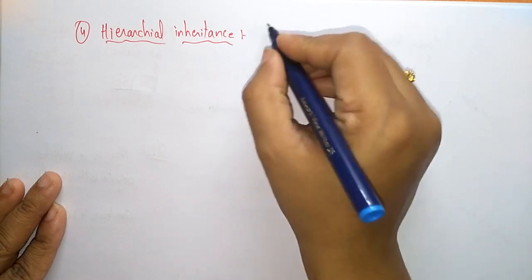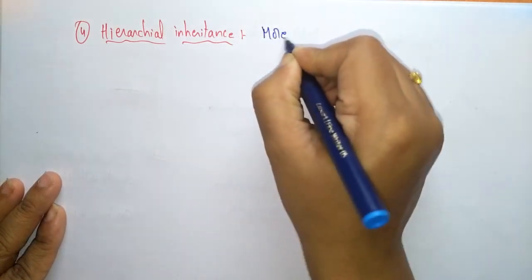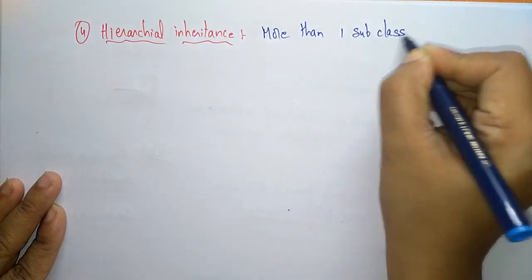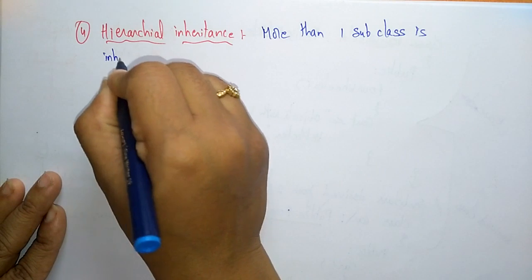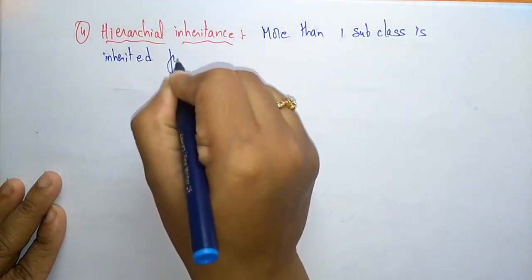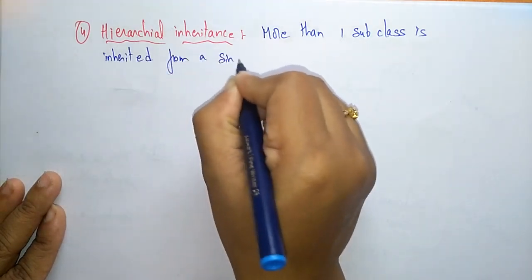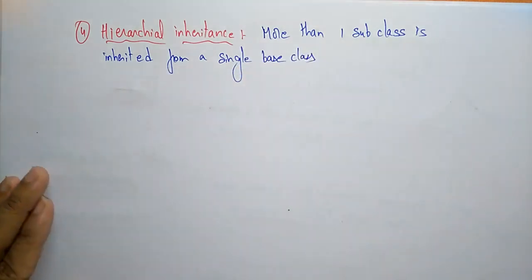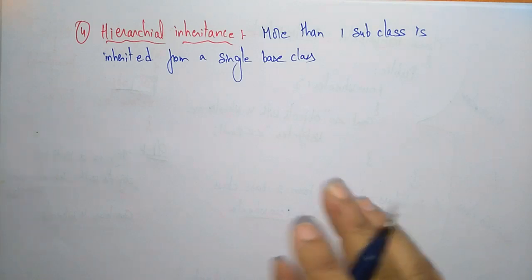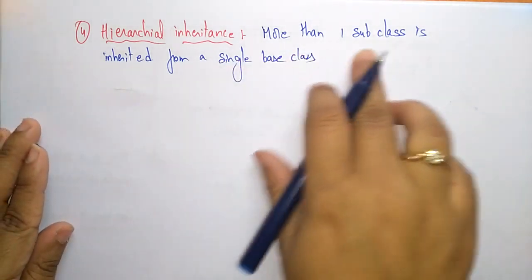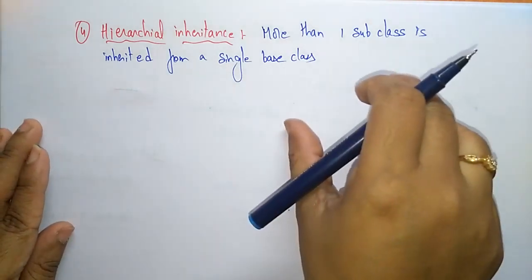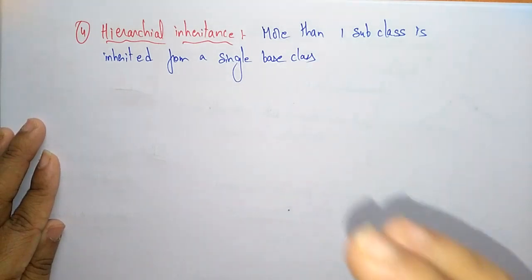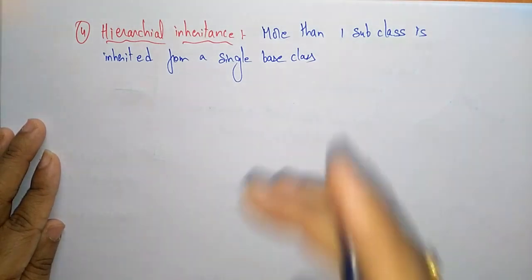Hierarchical inheritance means more than one subclass is inherited from a single base class. You call that hierarchical inheritance. So you have more than one subclass, and all the subclasses inherit with the help of only a single base class. That is, more than one derived class is created for a single base class.